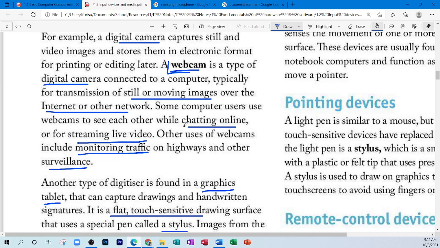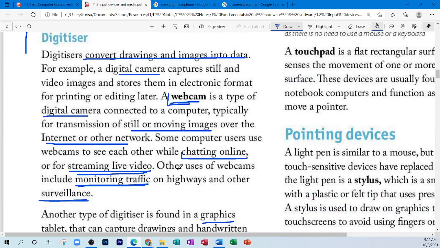What are webcams used for? Chatting online, streaming live video, monitoring traffic, and surveillance. These are just some of the uses. Can you guys think of any other uses? What else would you use a webcam for? Security? Good, security.